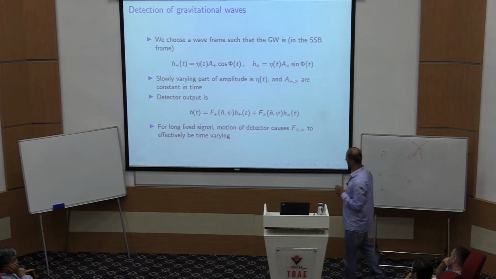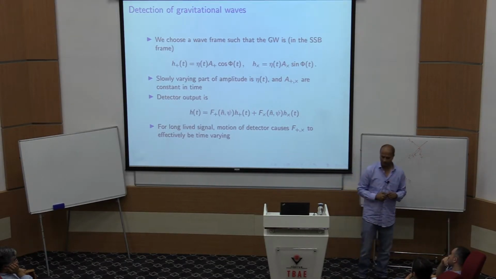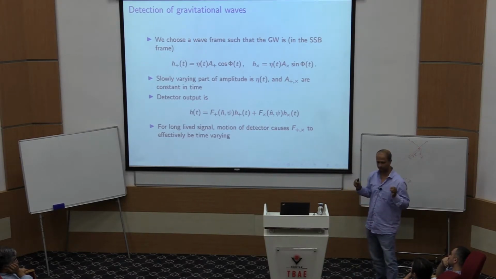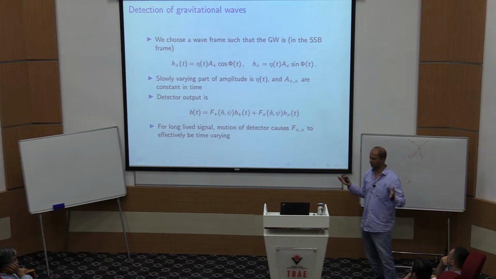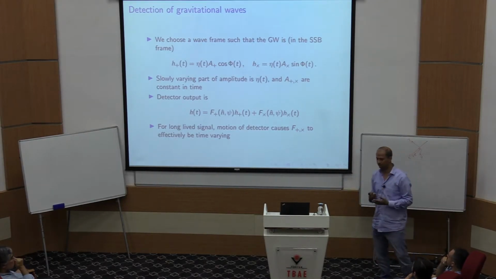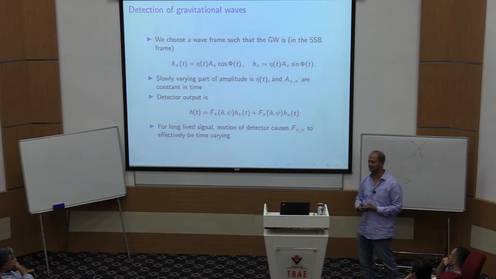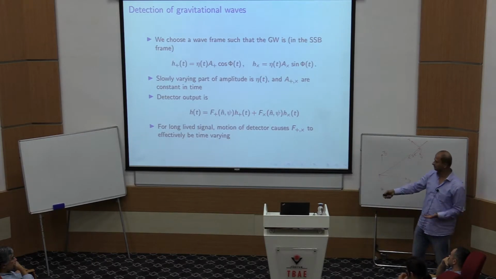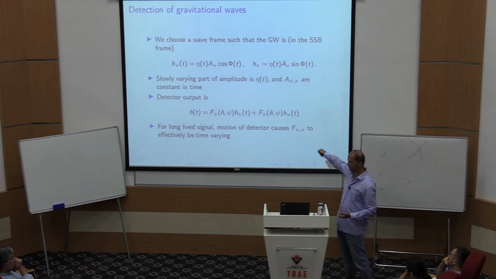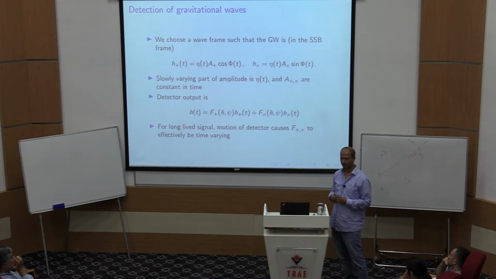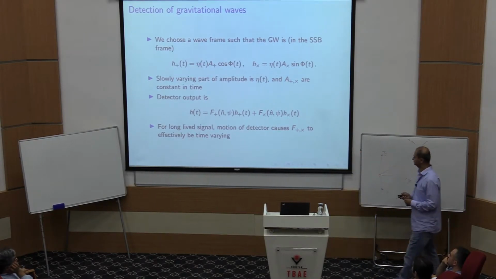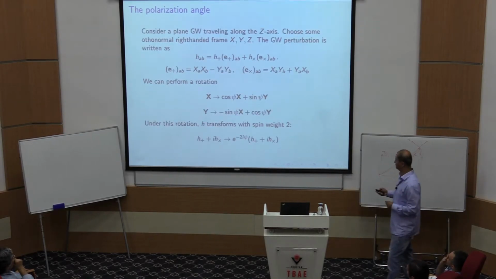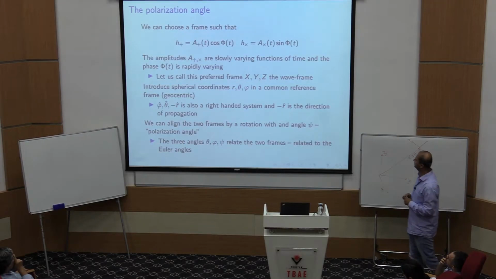And this is where one difference comes in between the property of the signal. If a signal is very short, this F plus and F cross are essentially constants, because the detector is not going to move really significantly over a scale of, let's say, 1 second. But if I have a continuous wave which lasts for several weeks or months, then of course these will be functions of time themselves. So I'm not going to go through this polarization angle in any detail. I'll just assume that that part is now clear.